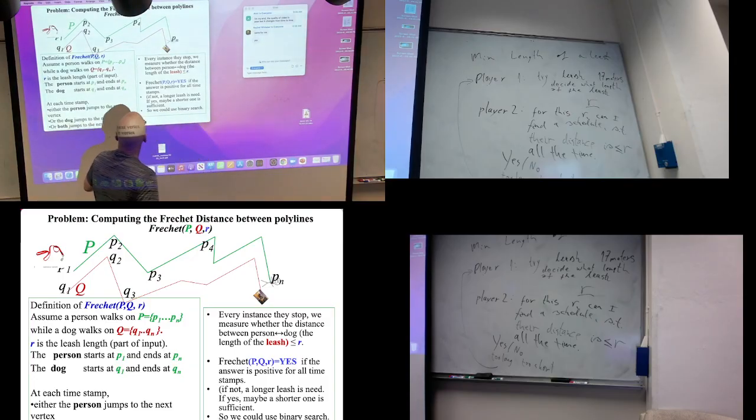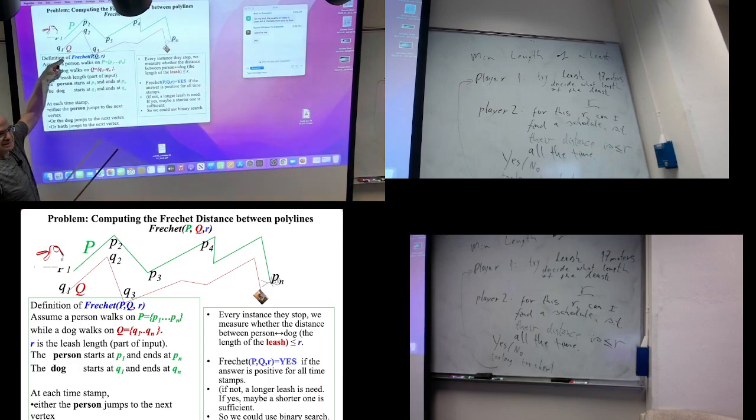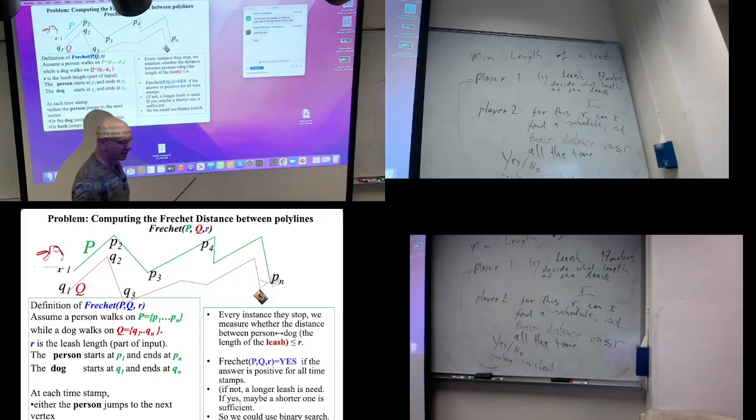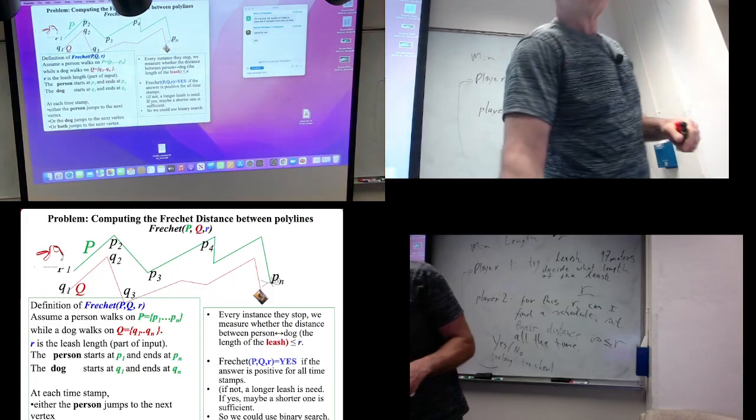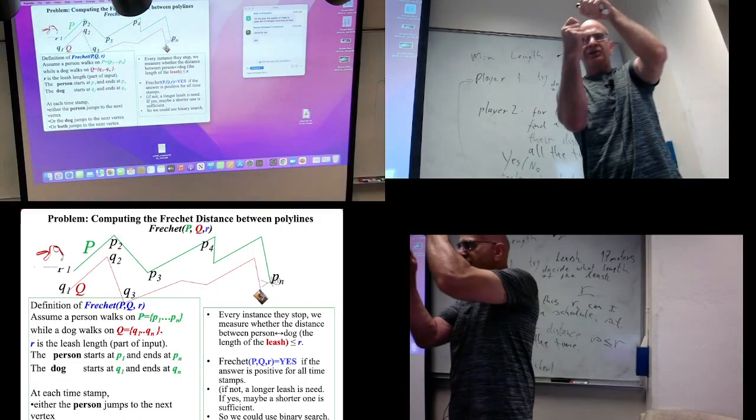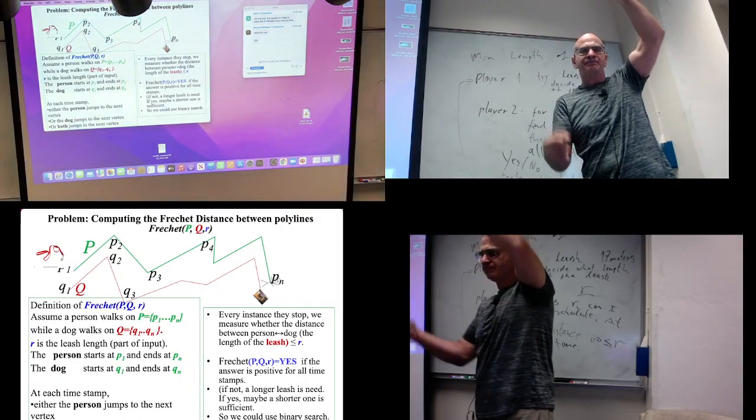For example, player 1 might say, let's try to get some sanity check. Try the shortest distance between any two vertices, the closest you can get. Try a really tiny R, a really short leash. Can you find a schedule now? Okay, with this tiny shorter leash, it doesn't work. Try a longer one, and so on.